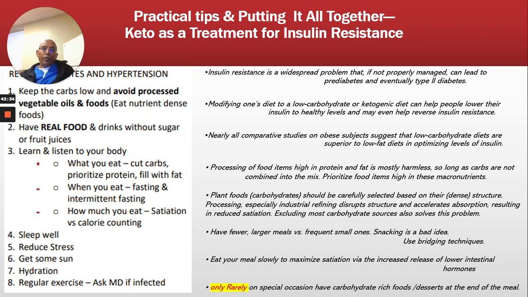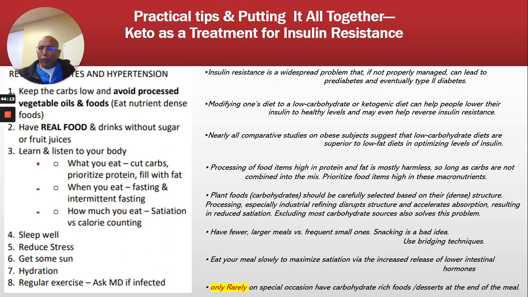So processed food is very much not good when it includes carbohydrates, or when even the protein is mixed with any sugars, that is a problem. And if you are eating plants, then plant food could be carefully selected for the nutrient density of the plants. And we need to avoid frequent meals, and snacking is a bad idea. I use bridging techniques, like some high-fat nuts could be eaten, or coffee or tea without sugar or milk in them.